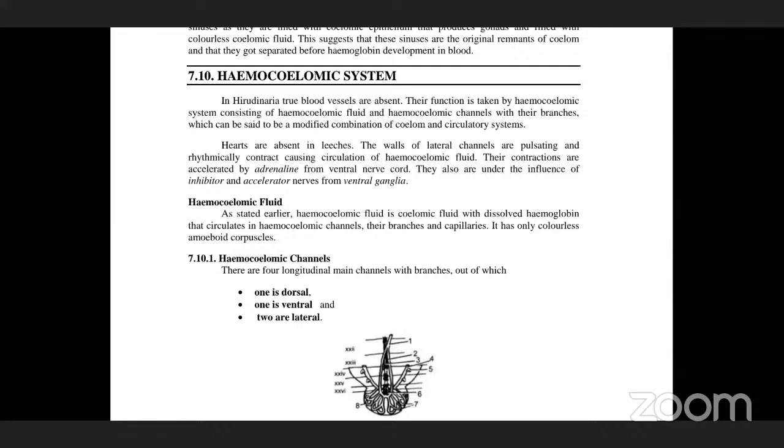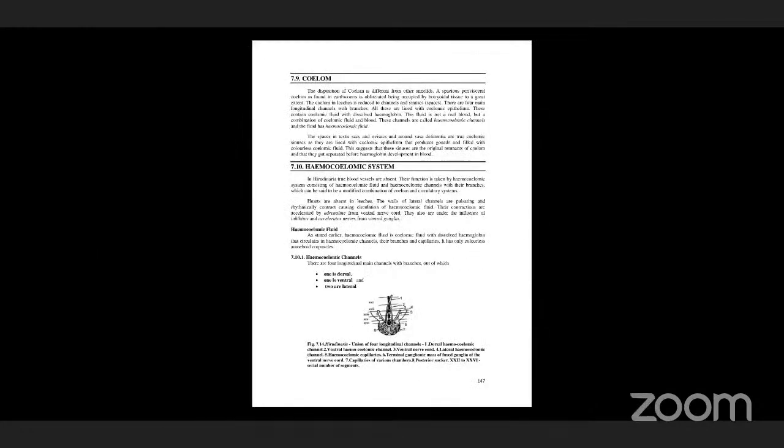And this hemocoelomic fluid is a coelomic fluid. As I told you, it is a mixture of coelomic fluid and the blood. It separates the hemoglobin from the blood. And the hemocoelomic channels, there are four longitudinal channels, one dorsal, one ventral, and two in lateral regions.